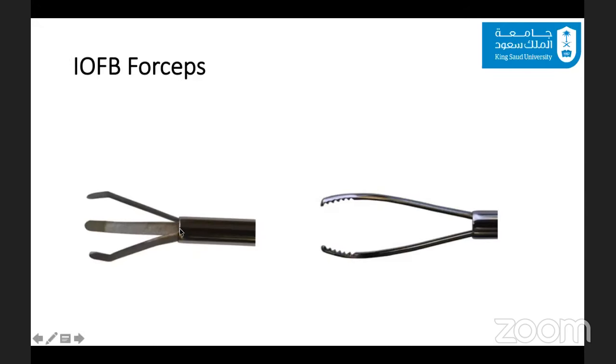Here you see the forceps: the one on the left is the basket forceps, while the one on the right is the serrated forceps for large non-magnetic foreign bodies.